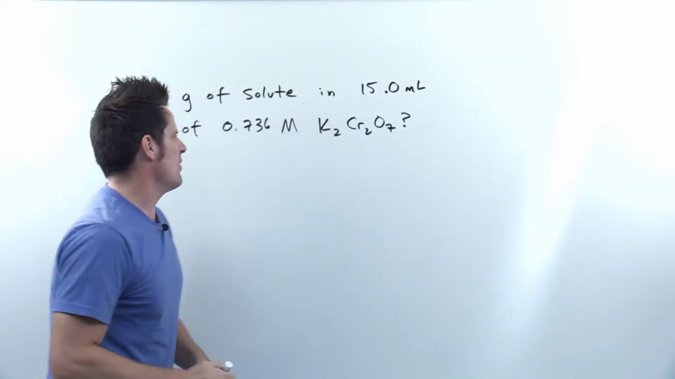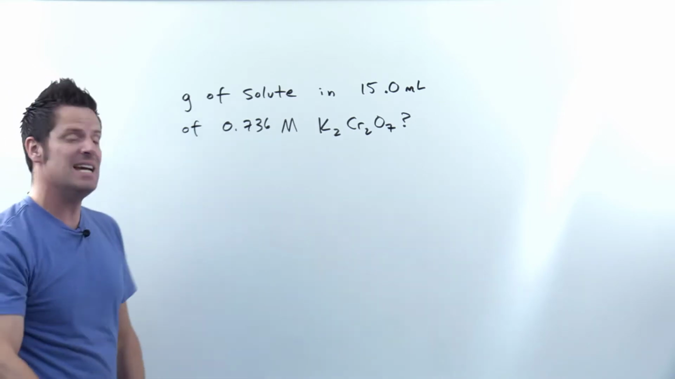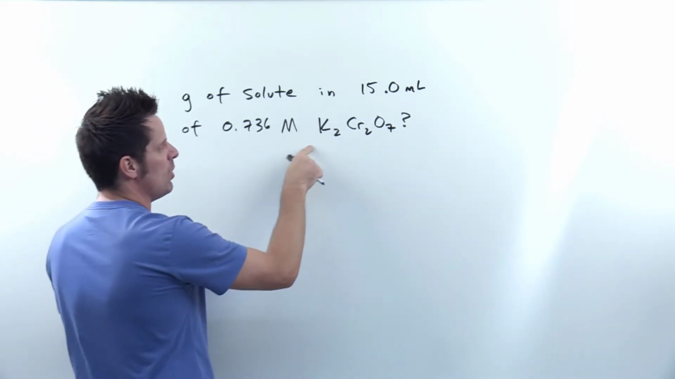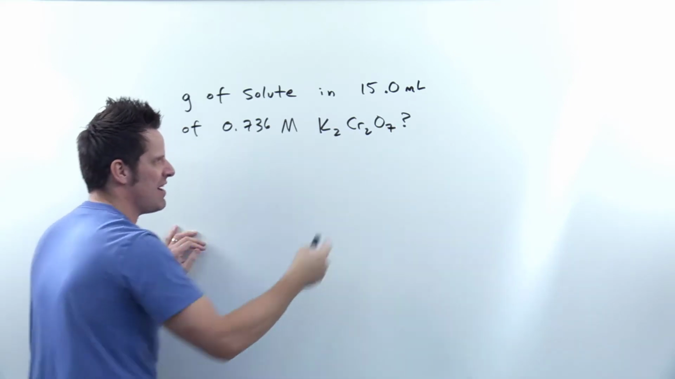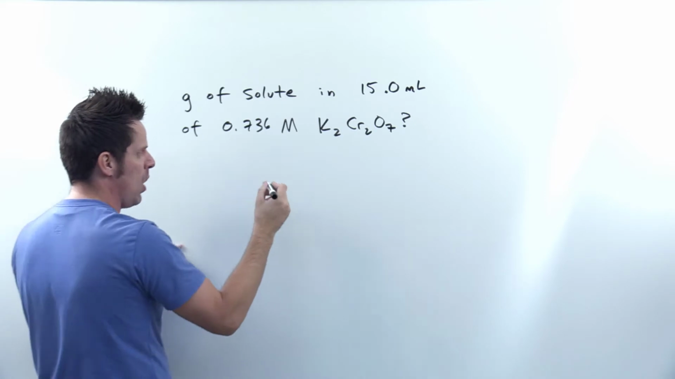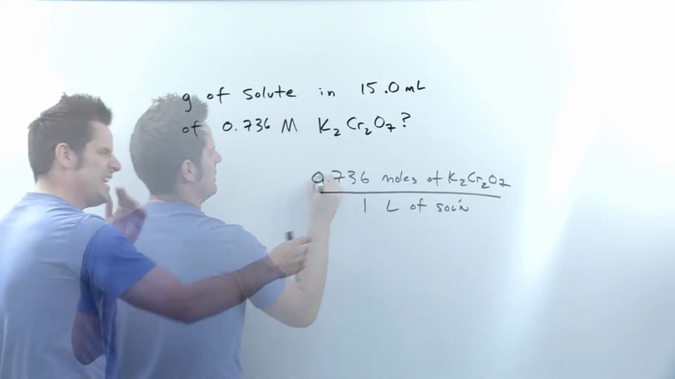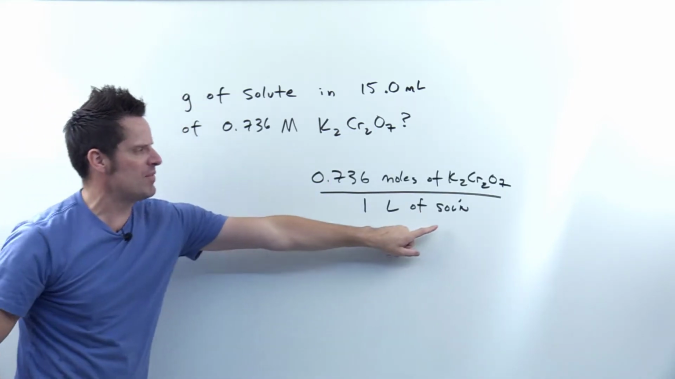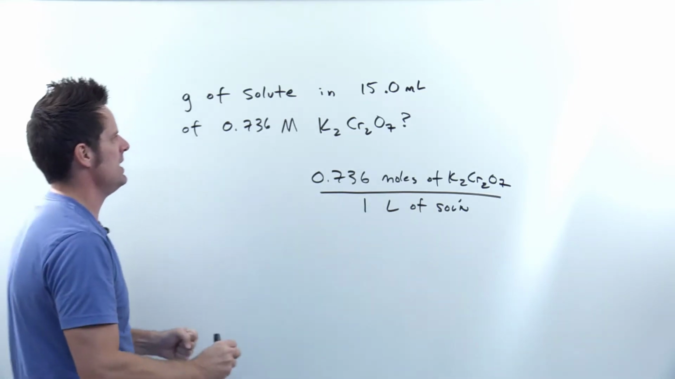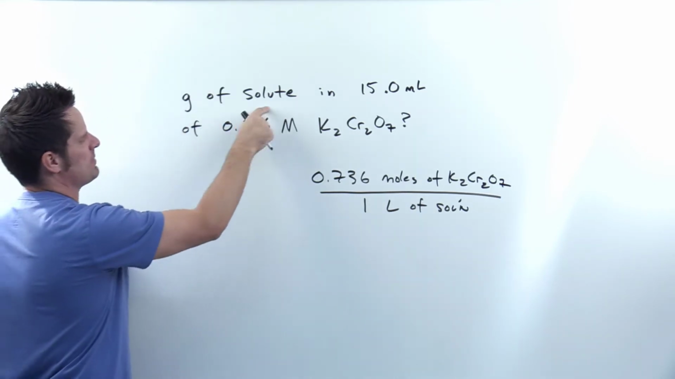Let's pick this thing apart. First of all, what does this capital M mean? It's molar, which means what? It means, in this case, moles of K2Cr2O7 per liter of solution. So I've got 0.736 moles of this substance in 1 liter of solution, which I'll abbreviate using SOL apostrophe N. It stands for solution, okay? The question asks me to get to grams of solute.